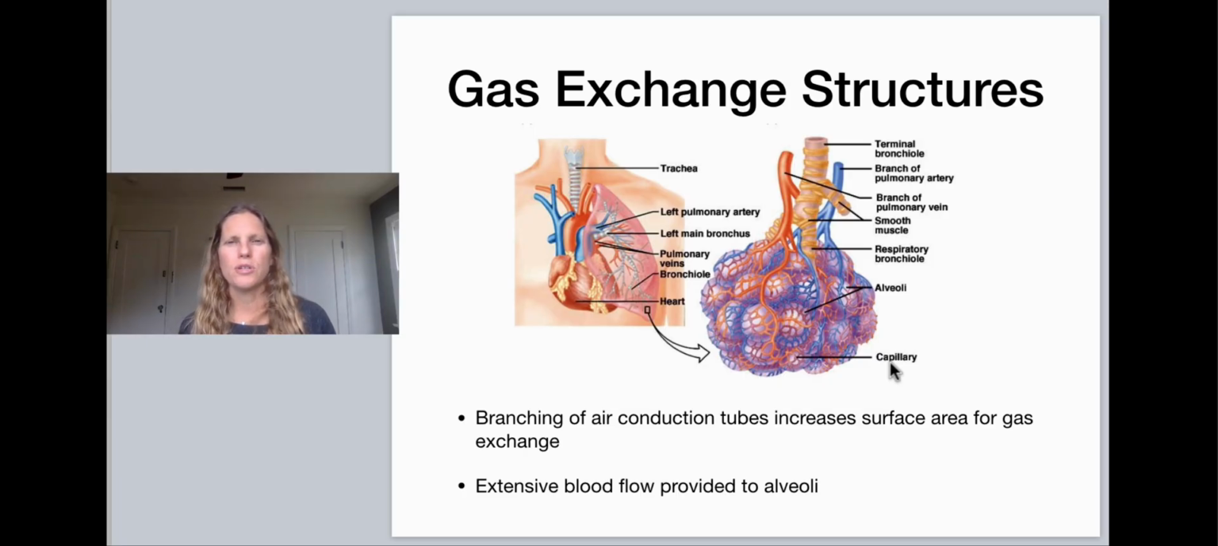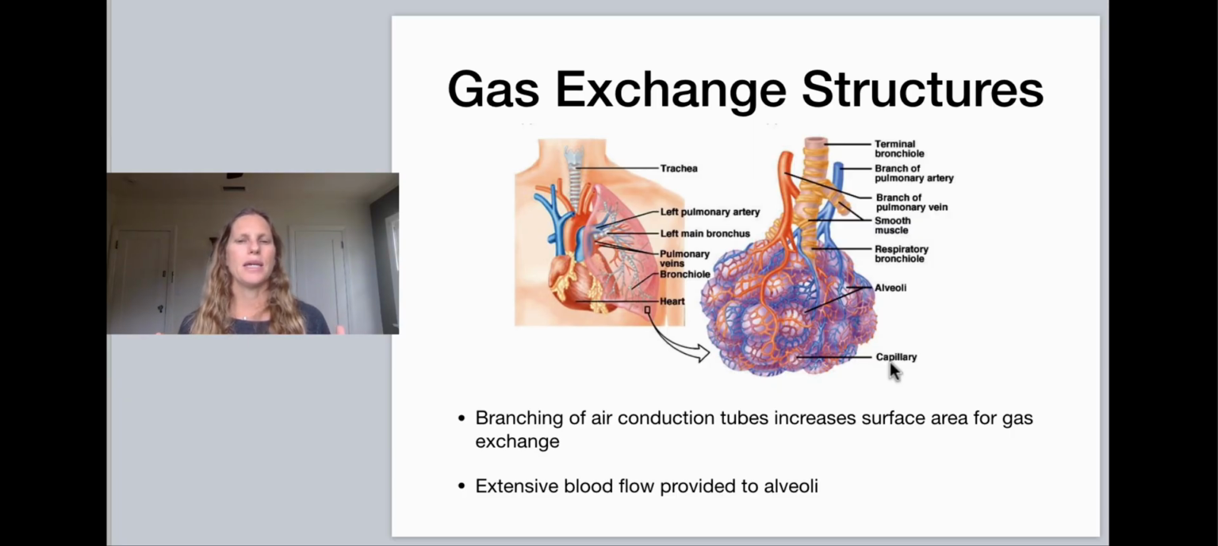And remember, when we learned about diffusion, one of the things that will greatly enhance the ability of something to diffuse if there's a concentration gradient is a large surface area. So we have a tremendous amount of surface area for diffusion to occur.